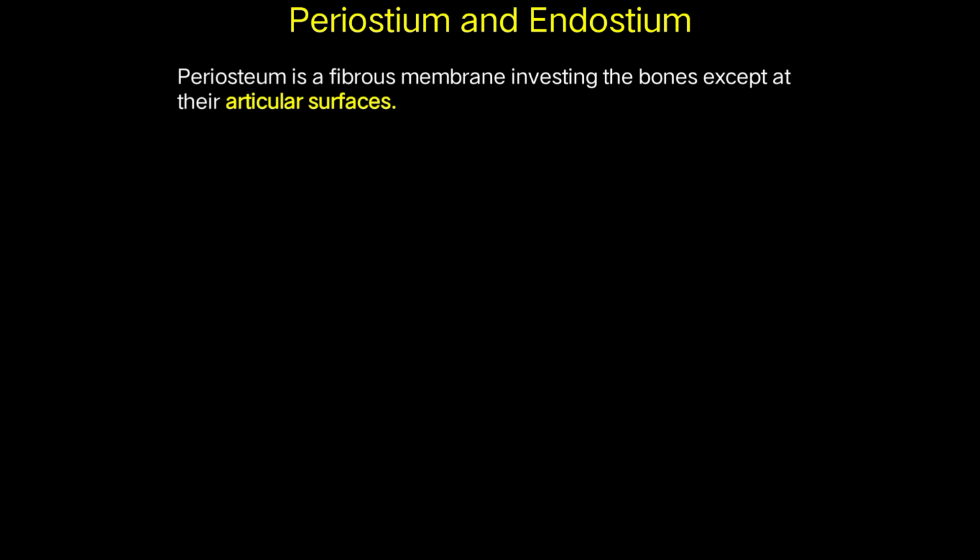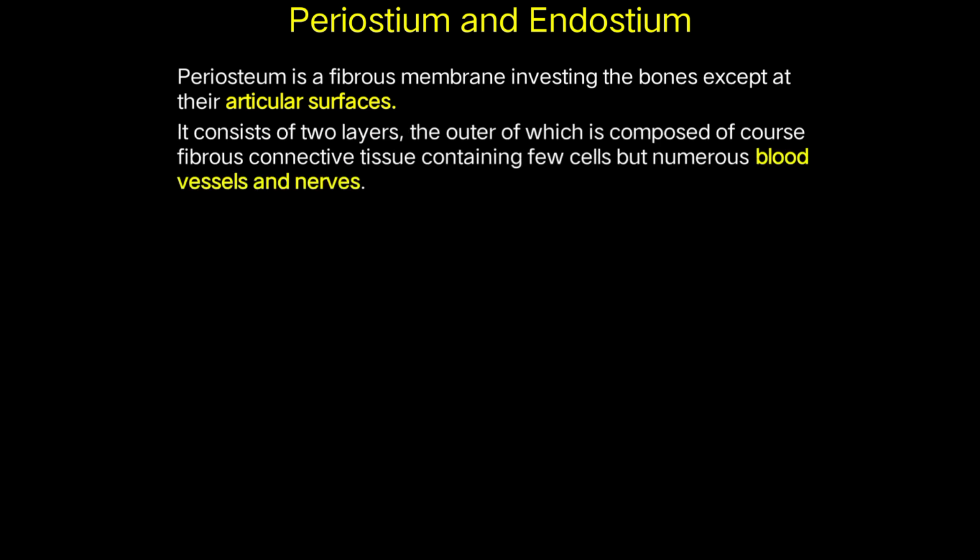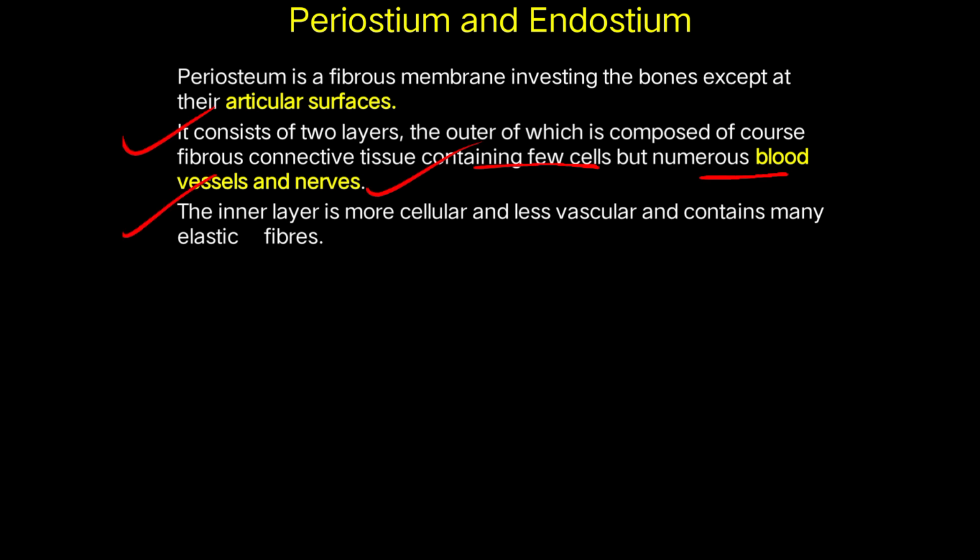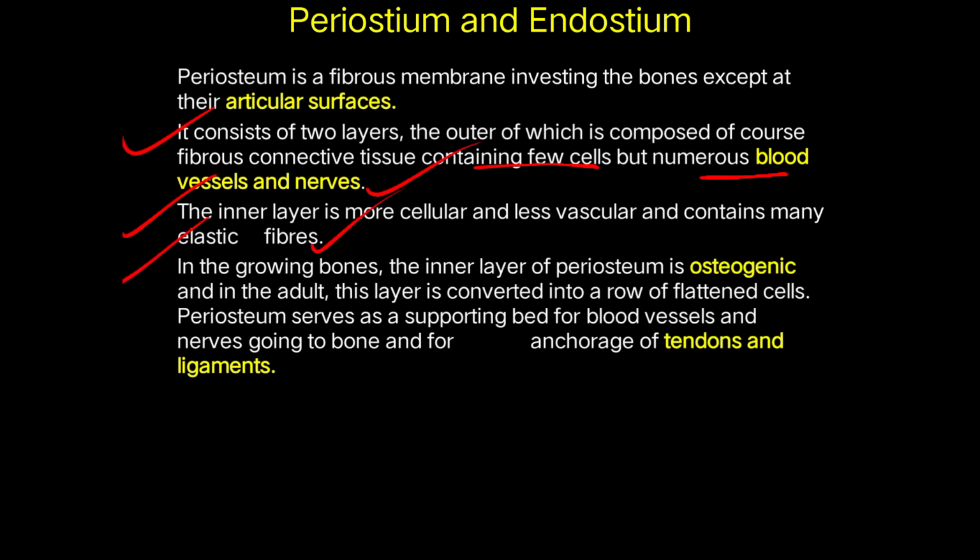Then the periosteum. Periosteum is a fibrous membrane investing the bone except at the articular surface. It consists of two layers, the outer of which is composed of fibrous connective tissue containing few cells but numerous blood vessels and nerves, and the inner layer is more cellular and less vascular and contains many elastic fibers. In growing bones, the inner layer of the periosteum is osteogenic, and in adults this layer is converted into a row of flattened cells. The periosteum serves as a supporting bed for blood vessels and nerves going to the bone and for anchoring the tendon and ligament.